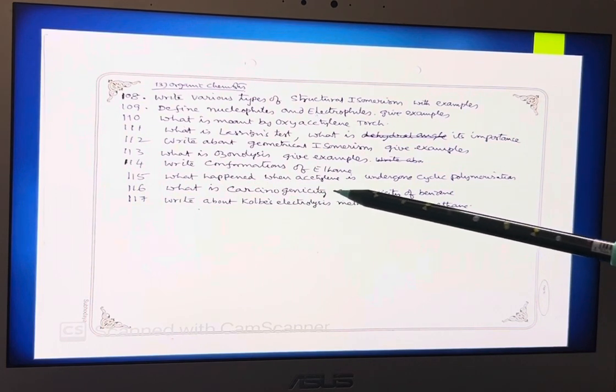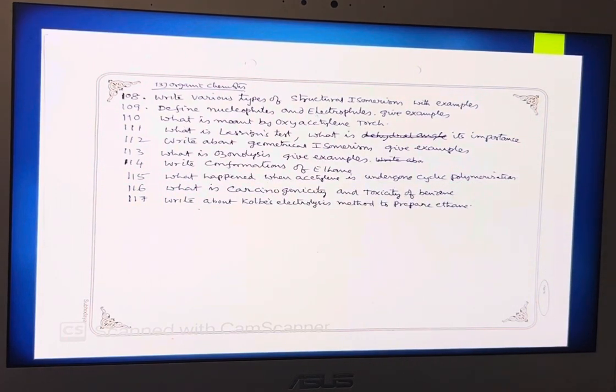What happens when acetylene undergoes cyclic polymerization? When acetylene is passed through red hot copper tubes, you will get benzene. That is, you are getting a cyclic compound, so it is called cyclic polymerization. When more than two molecules combine to give one big molecule, that is called polymerization. So, acetylene gives benzene when it is passed through red hot copper tubes. Three molecules combine to give a cyclic compound, that is benzene. So, it is called cyclic polymerization.